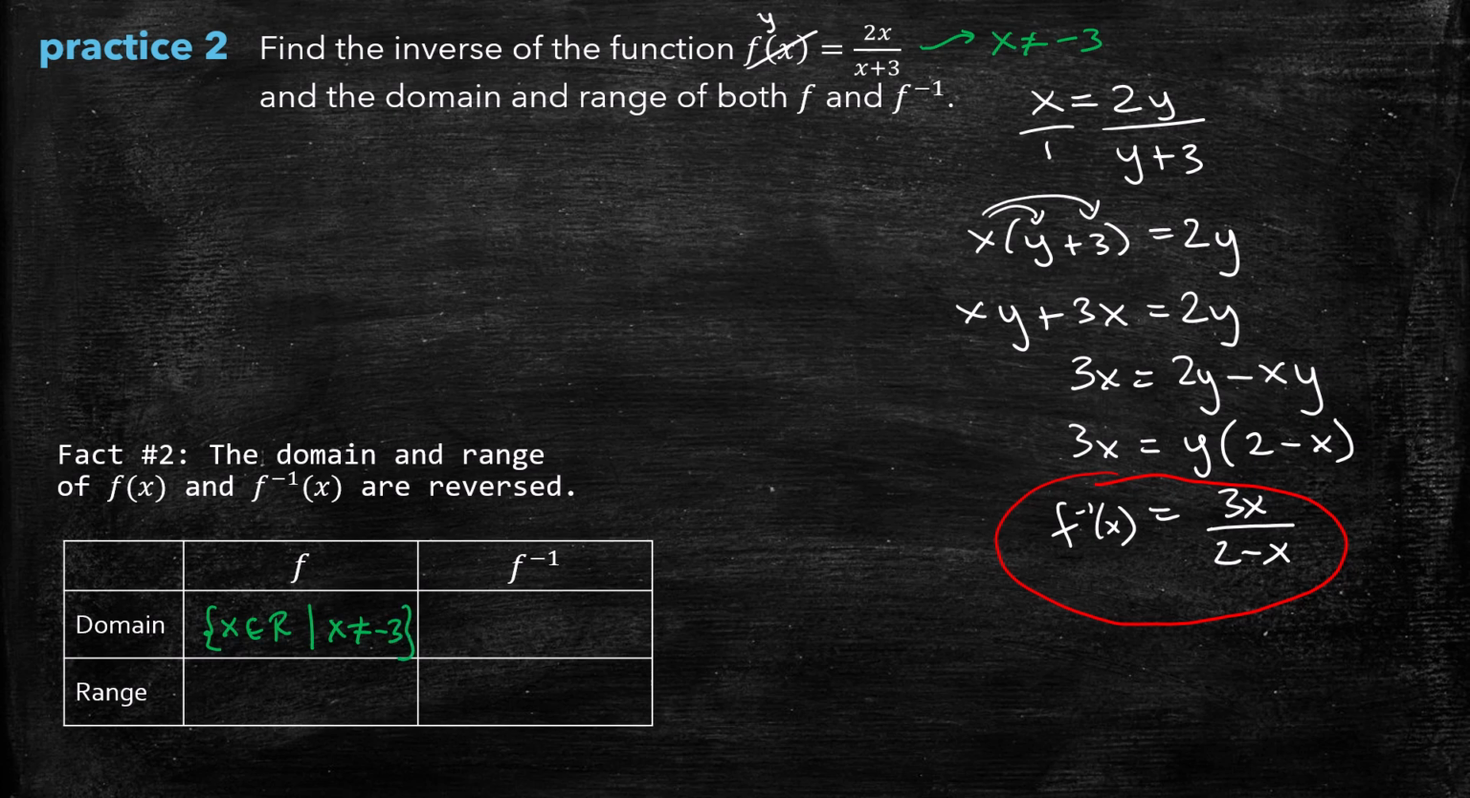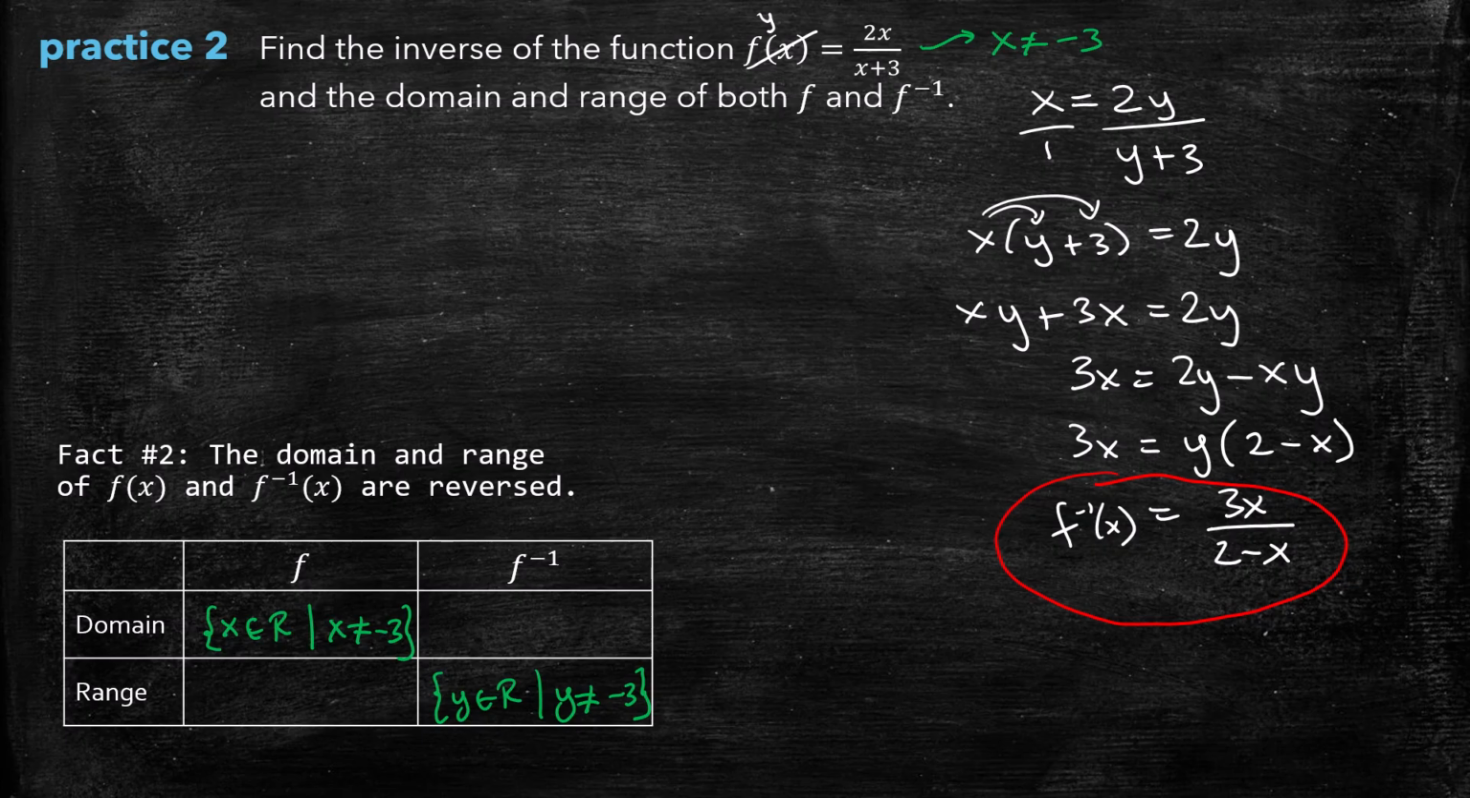Now it turns out, because the domain and range are reversed, we automatically know that this is going to be the range of the inverse function. So at this point we have to switch x and y and make sure that y is not equal to -3. Okay, but now what about the range of this function?